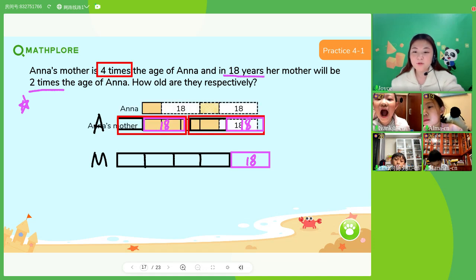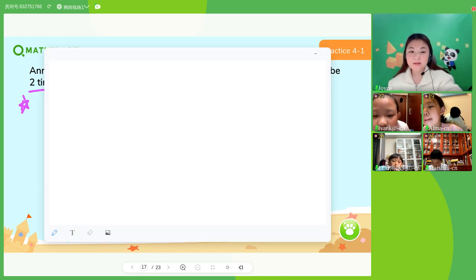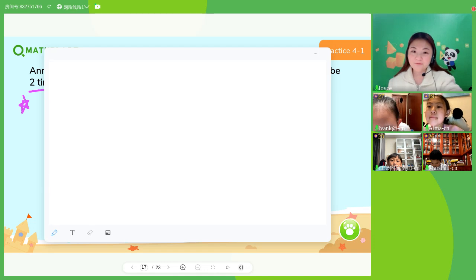So let me show you the model right there. I will give you guys the whiteboard that looks like this, and all you need to do is figure out the value of every segment first and then figure out their ages. Okay? So please take a try.